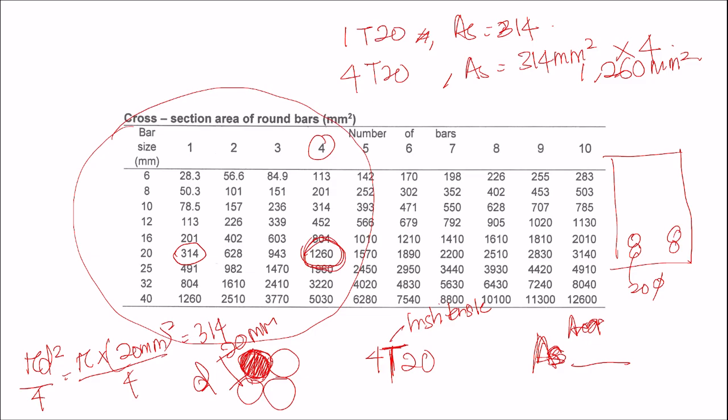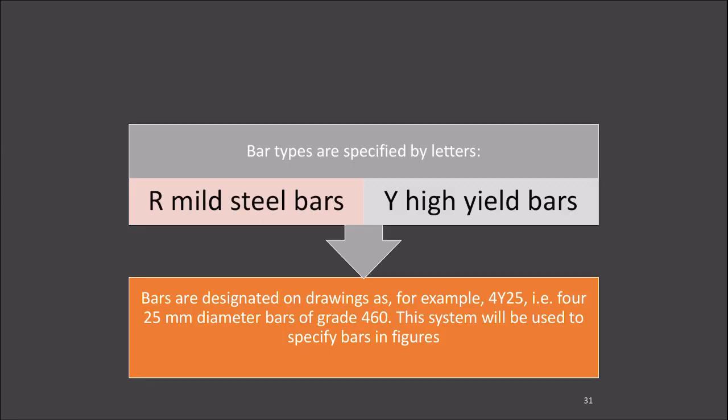It is actually bar size tu adalah diameter. R mild steel and Y high yield bar. Okay, ini yang saya cakap tadi. Bars are designated on drawings as, for example, 4T25, i.e. a 4 number 25 mm diameter bar of grade 460. This system will be used for specified bars in figure. Maknanya, kalau 4 digit number of bar, T ni you tahu dia adalah high tensile, and 25 tu adalah bar size ataupun diameter dia. Okay, kalau katakan it is 4R25, meaning this is mild steel.